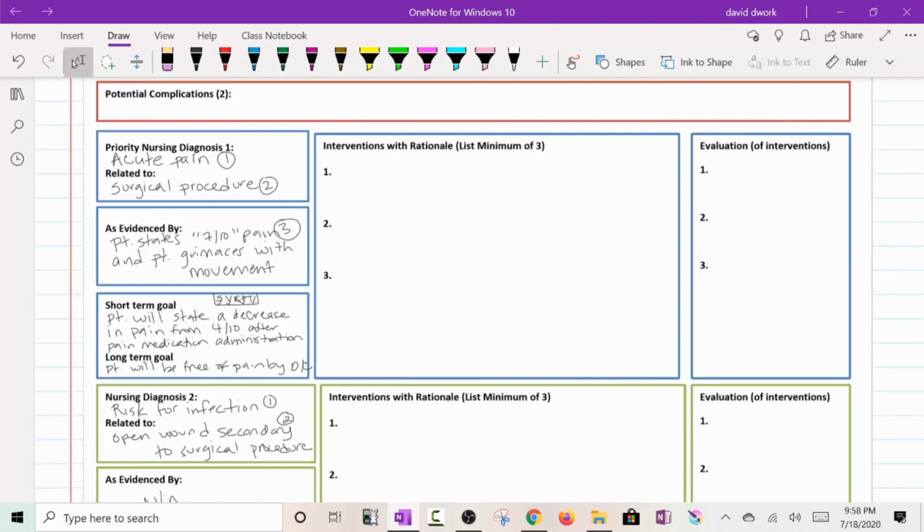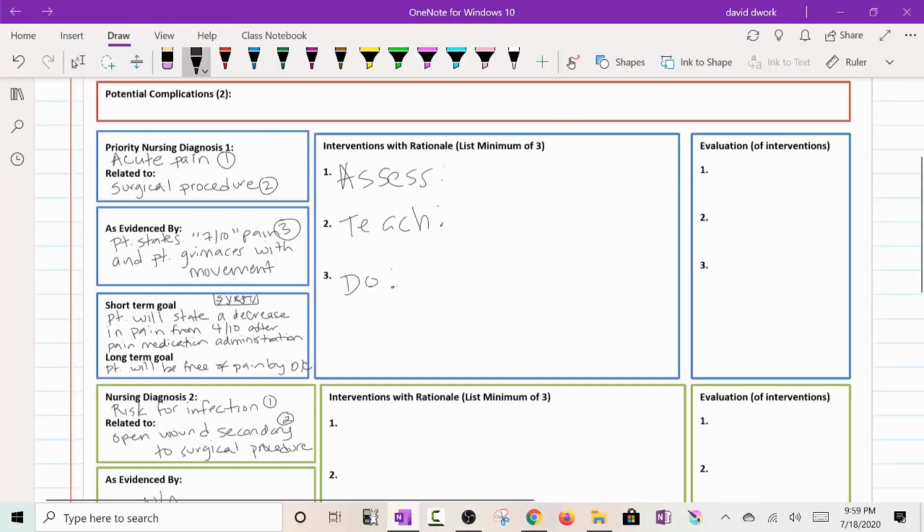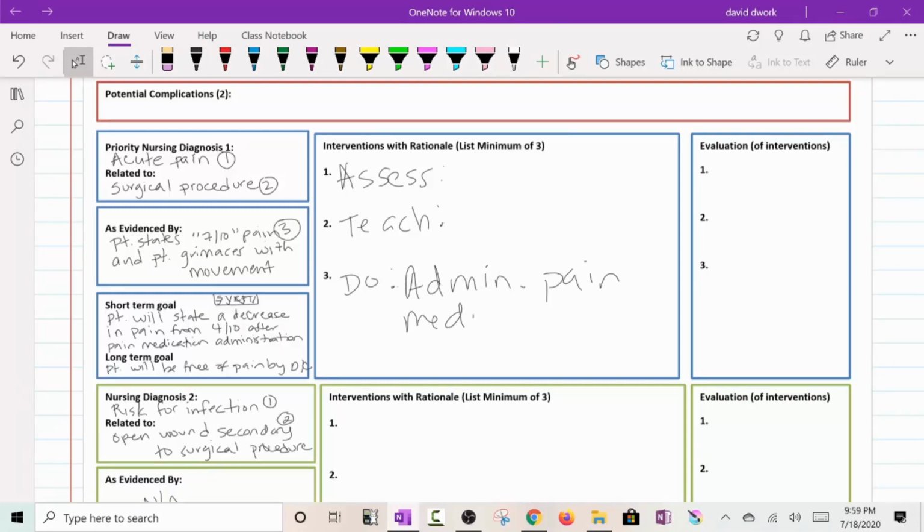Okay, so list a minimum of 3 interventions. A little trick that I do, guys, that I think helps students: assess, teach, do. I think what's nice about interventions is having an assessment intervention, a teach intervention, and a do or an action type intervention. So if we go back to our book here, administer medications to reduce pain. Perfect. That's going to be my do. I like that one. Administer pain medications.